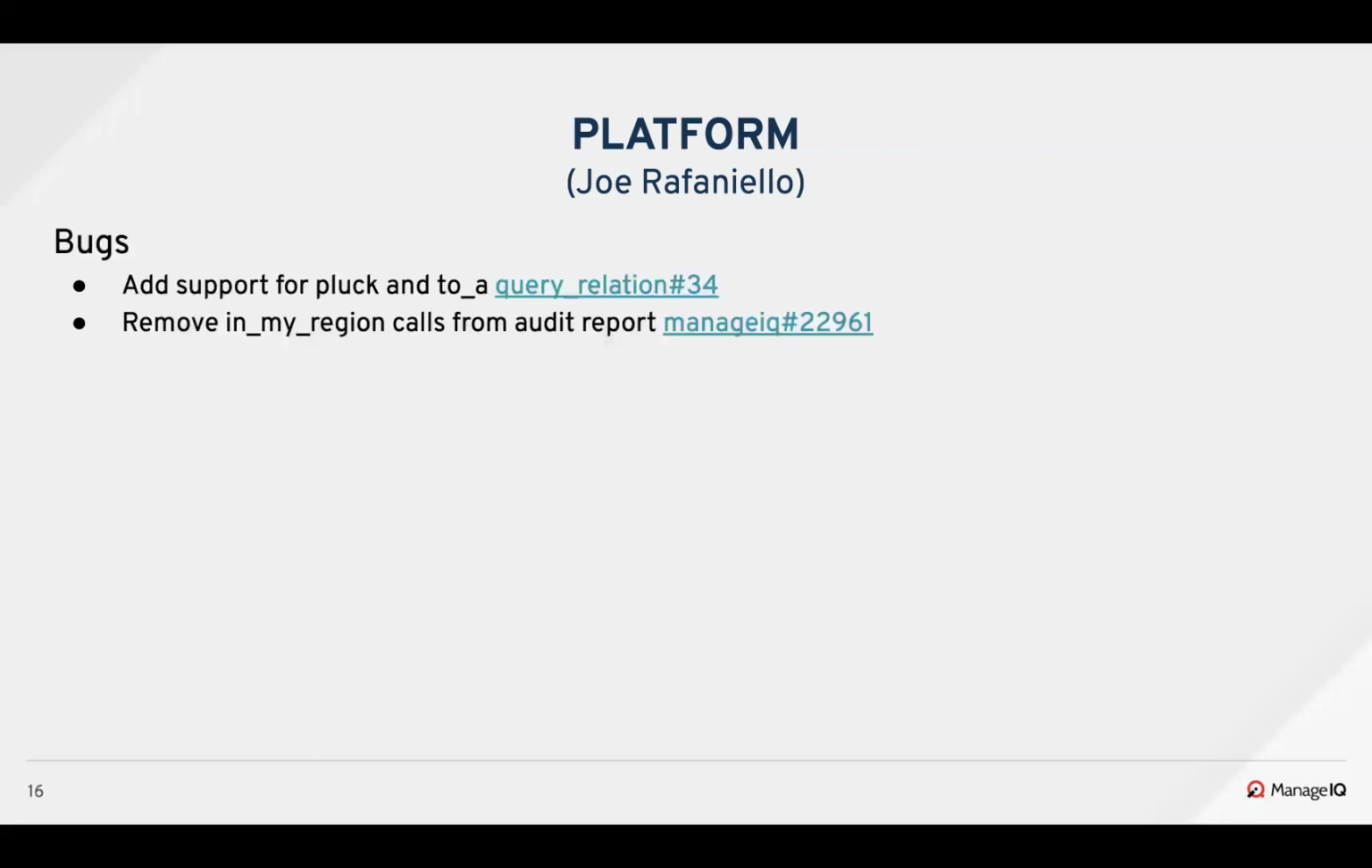For platform bugs, Keenan fixed an issue in query relation where pluck would bring back all of the columns. And Nassar removed the in_my_region call from the aggregate CPU audit reporting, as this will be run from the global region or any unconfigured regions. So we want the cross-region information. Next slide.